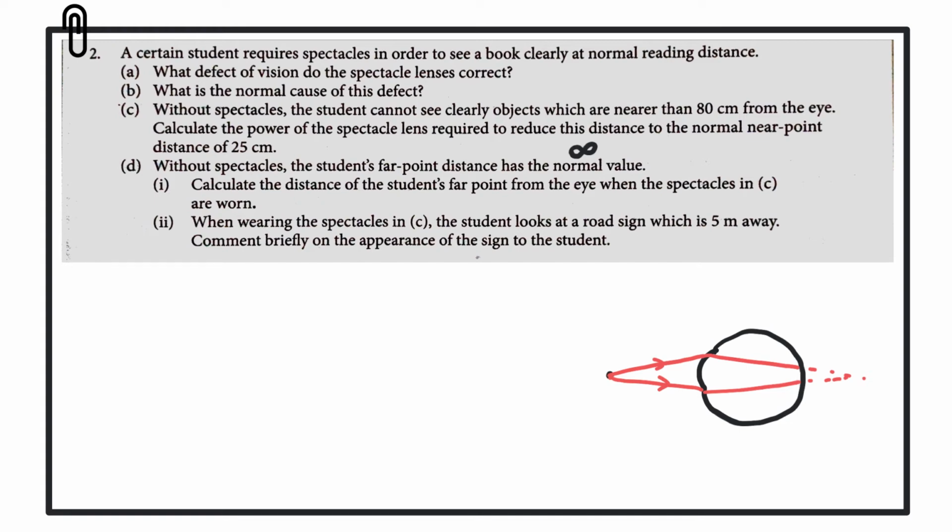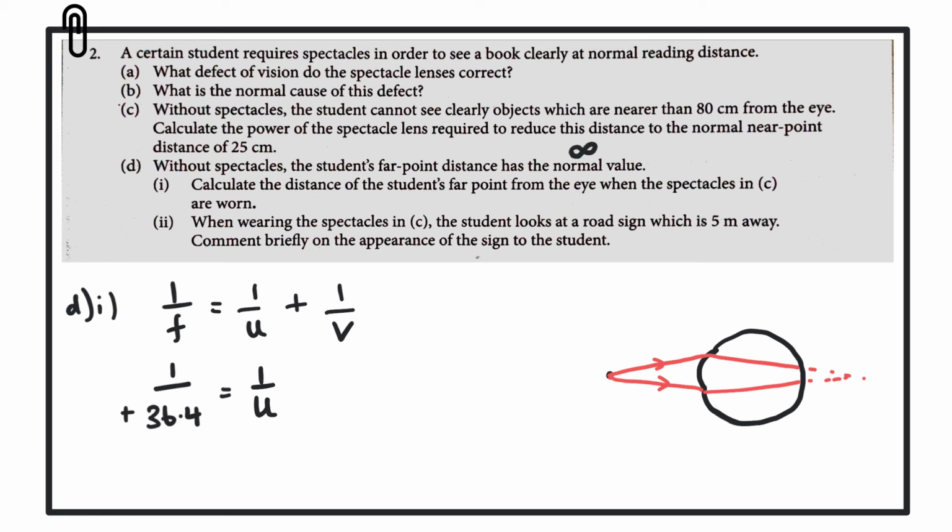is infinity. So if we start off by writing out the lens equation, we have 1 over f is equal to 1 over u plus 1 over v. 1 over f, we already know f, we worked it out in the previous question. We had 36.4 centimetres, and that was a positive value of 36.4. That's equal to 1 over u, which is the object distance. That's what we're trying to figure out. We want to know what is the furthest that an object can be where the person is wearing these spectacles that they can still see them clearly. So I'm going to leave that as 1 over u. That's what we're trying to determine.